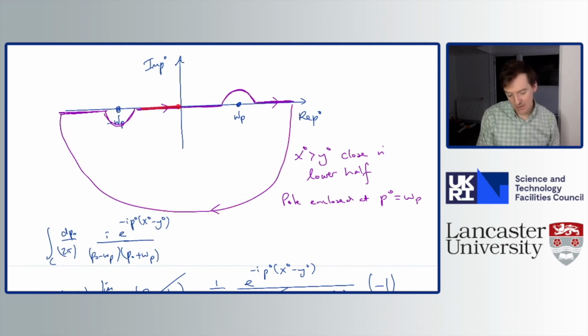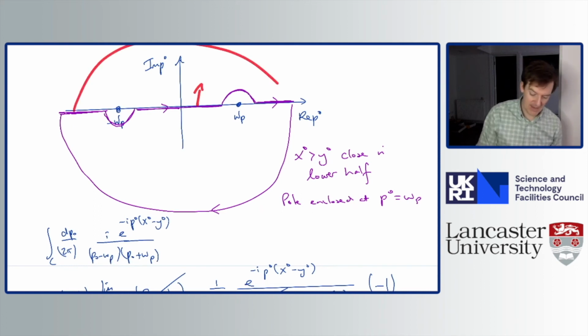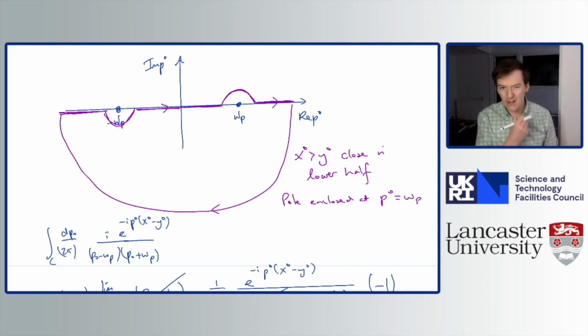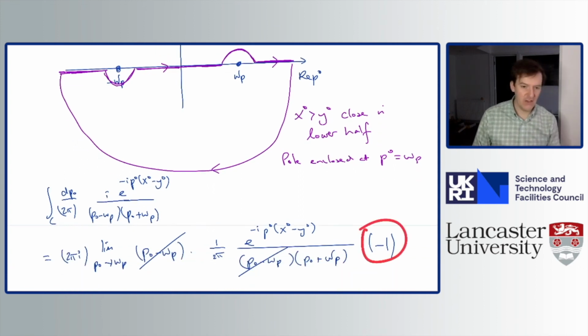It's negatively orientated because the region that we're enclosing is on the right of the curve the whole time, always on the right of the curve. While a positively orientated contour would have everything on the left of the curve. So if we closed it in the upper plane, it would be a positively orientated curve. Because it's a negatively orientated curve, we pick up this -1 factor when we use the residue theorem. Okay.